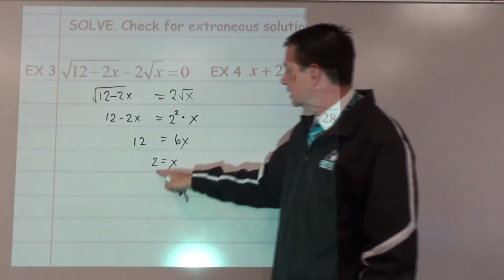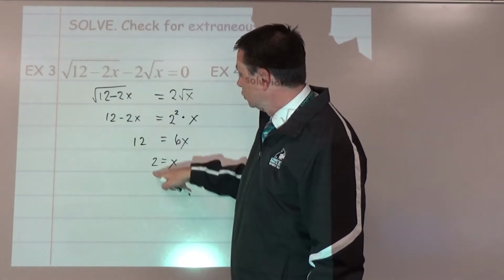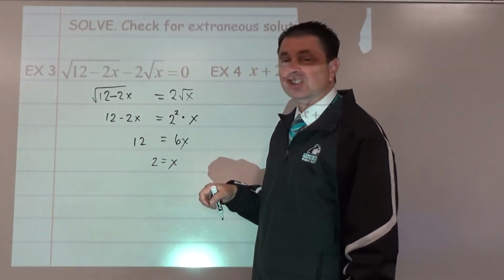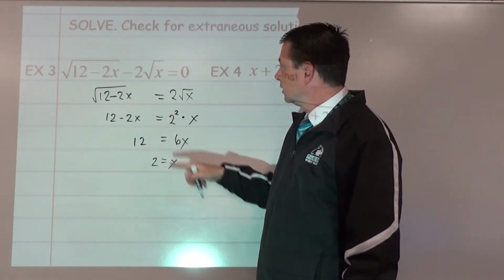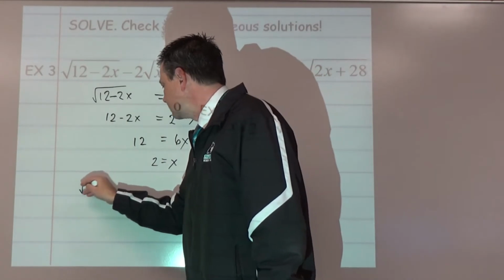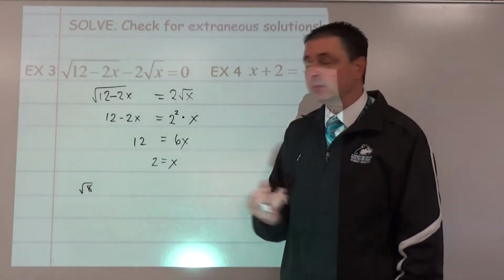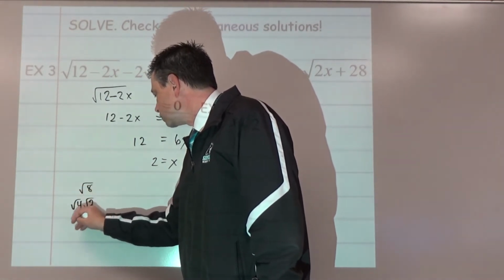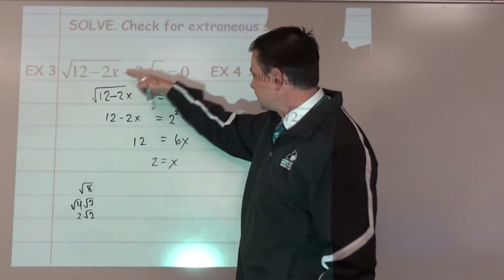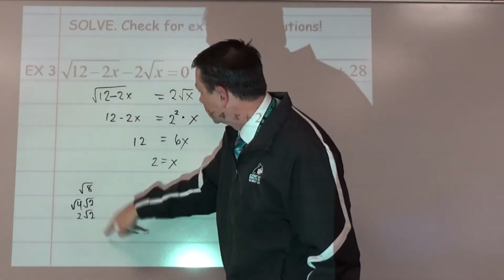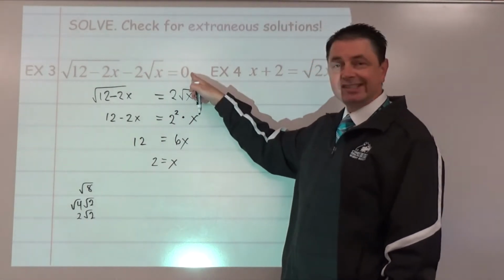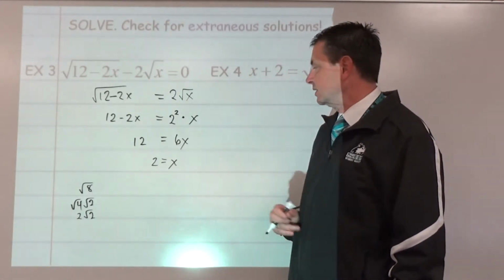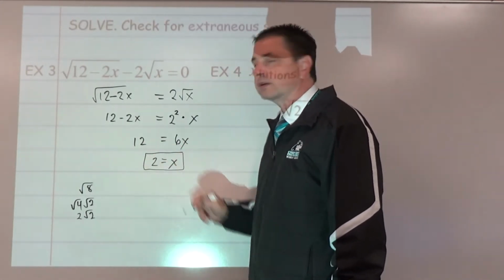Let's make sure we check this. 2 times 2 is 4. 12 minus 4 is 8, so we get the square root of 8. And if we remember how to simplify that, it means root 4 root 2, or 2 root 2, minus 2 root 2. So 2 root 2 minus 2 root 2 is 0. That should check. Anytime we subtract identical numbers, we're going to get 0. So that one works.